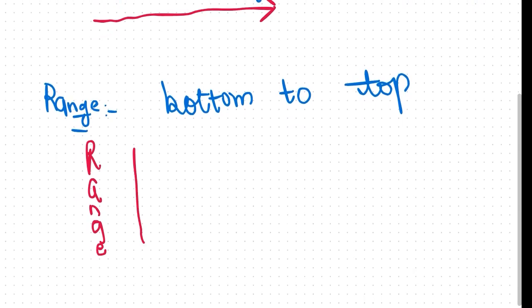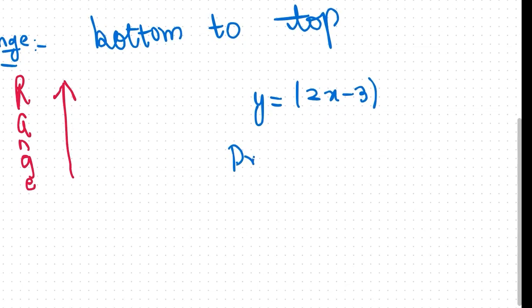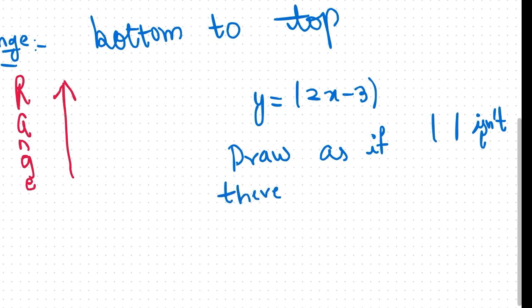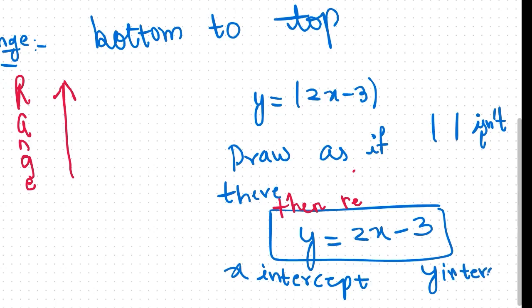Let's say I write y is equal to the absolute value of 2x minus 3. What happens is you draw as if the absolute value is not there. So y is equal to 2x minus 3. It is a straight line. I think you know how to draw this, correct? The shortcut is the x-intercept and y-intercept. Two points are enough to draw a straight line.